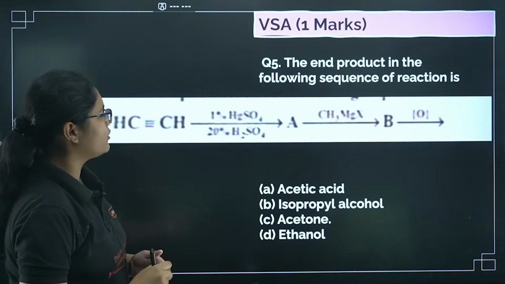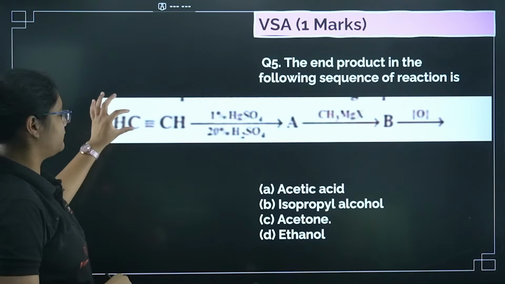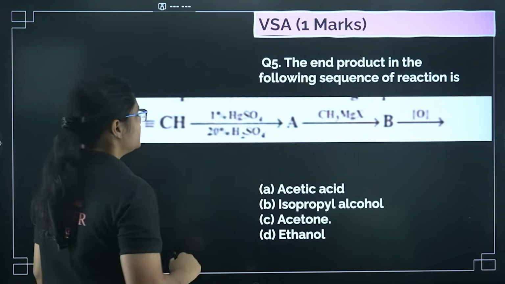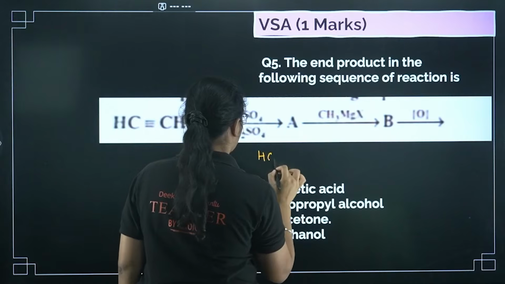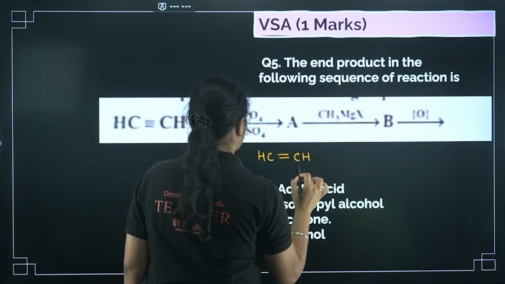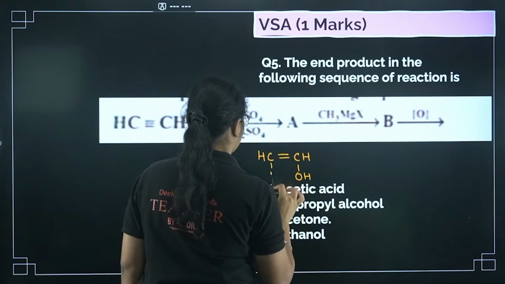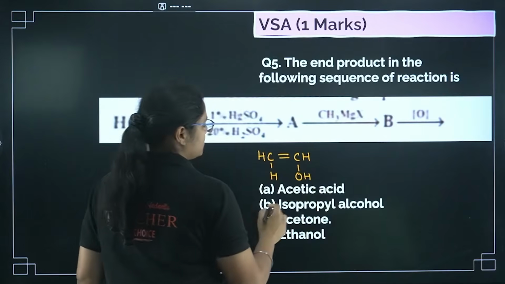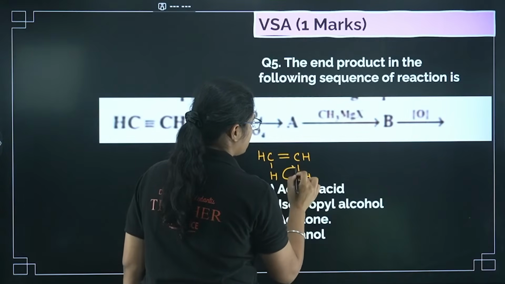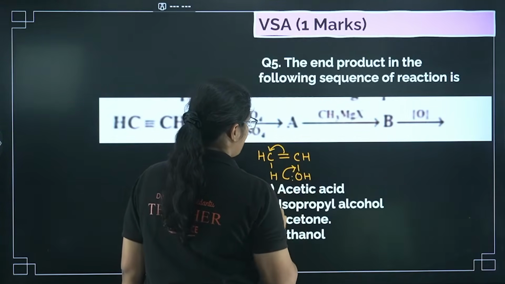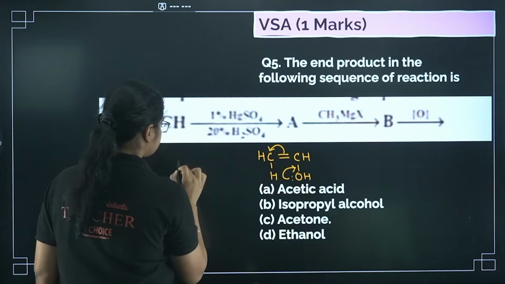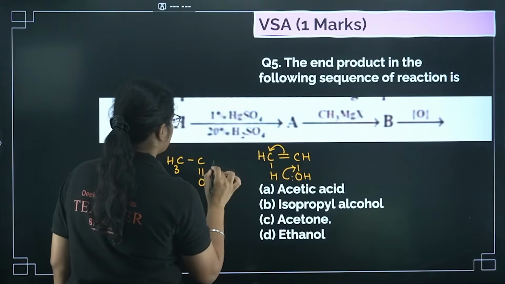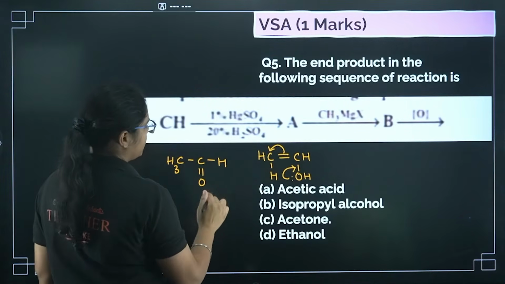Next we have the end product in the following reaction. So first of all we have ethyne, then we are having Hg2+ and H2SO4 addition here. So here what we will have, CH double bond CH, and then we have OH and H. Now this will undergo tautomerization. That will happen, double bond O will come here and this one will come here. So I will have the product, that is CH3C double bond O H. Okay, this product is A.